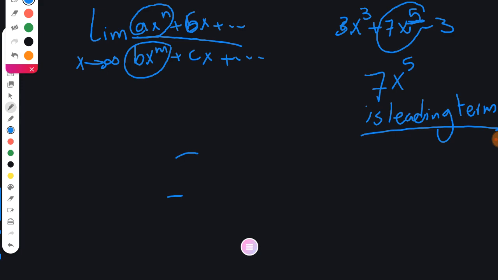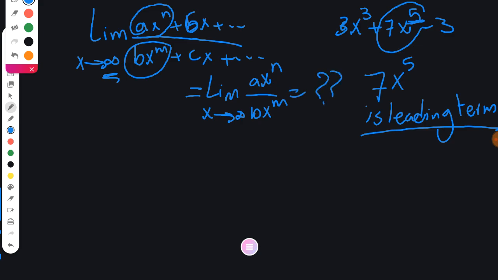Okay? Here, if I'd like to find the limit of any rational function as x approaches infinity or negative infinity, please follow my steps. It will be the limit of the leading term in the numerator over the leading term in the denominator as x approaches what? Infinity or negative infinity. Here the result, how to find the result of this one?